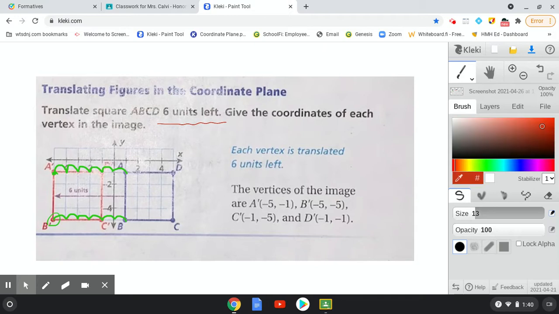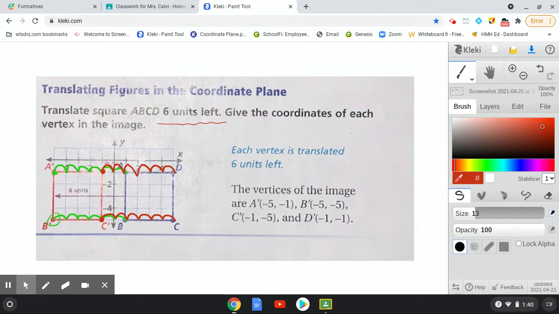Let me just change my color so it maybe is easier to see. 1, 2, 3, 4, 5, 6. This is now my D prime. And then my C, 6 units left. 1, 2, 3, 4, 5, 6. And that would be my C prime. I think I said D, but you see what I'm saying.